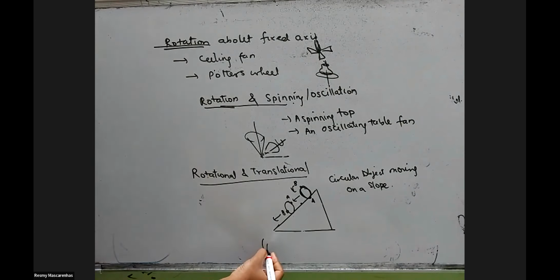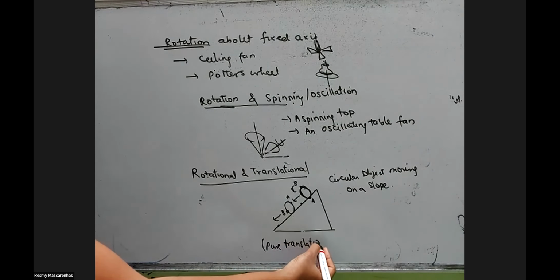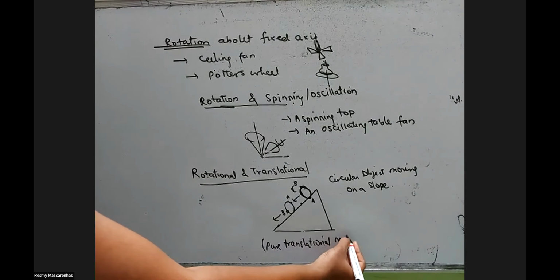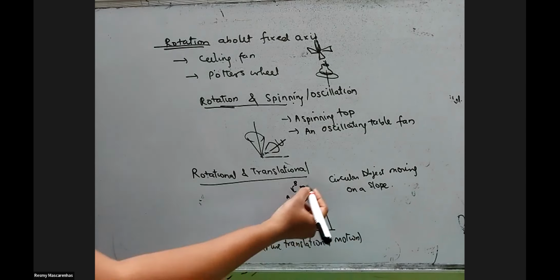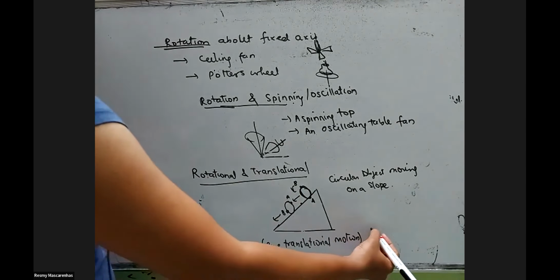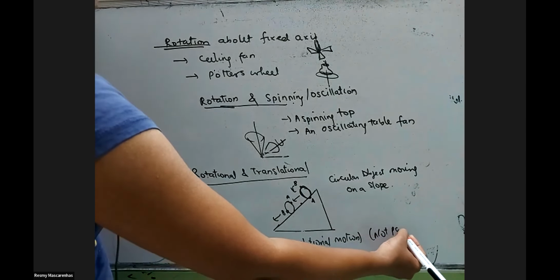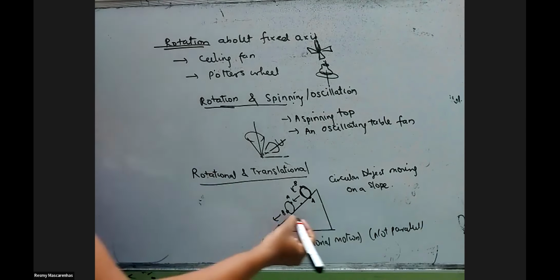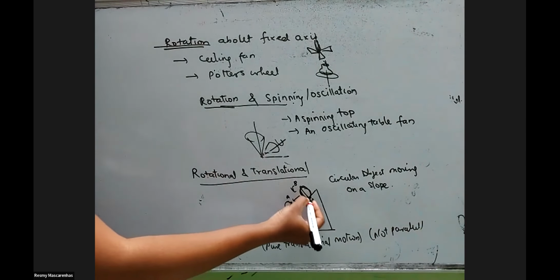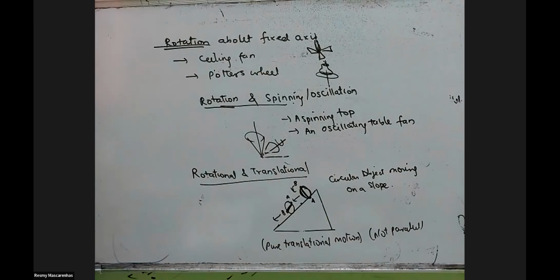This is not a pure translation motion. Why? You know that the lines will not be parallel. Here, what is happening? A and B is like this. Here, A and B is like this. That is not purely translational motion. Not pure.